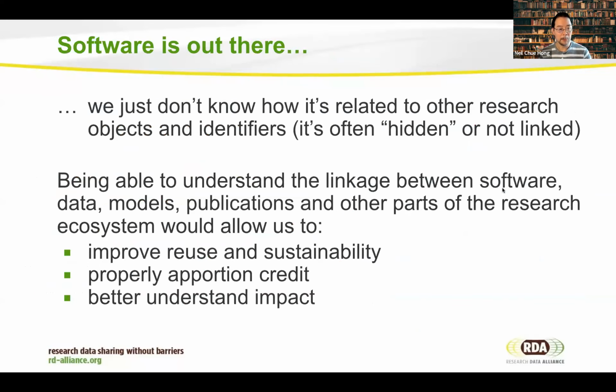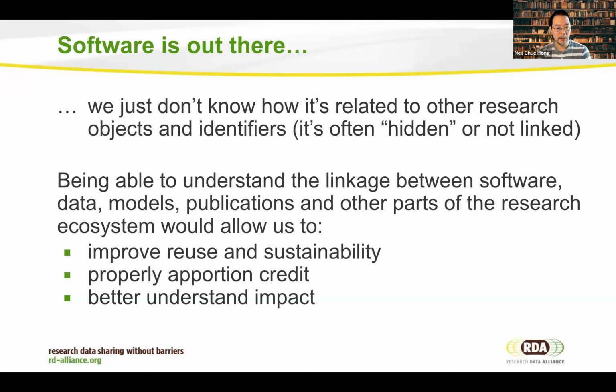So just to wrap up, I think the main thing that I find really fascinating is how much software is out there that we just don't know about, because it's hidden, it doesn't have an identifier, or it's not well linked to other research objects. So when we look at this huge graph of all of the different outputs and some of the figures that were shown earlier, you can see that the software to other object linkage is far behind the other types of linkage, such as dataset to dataset.